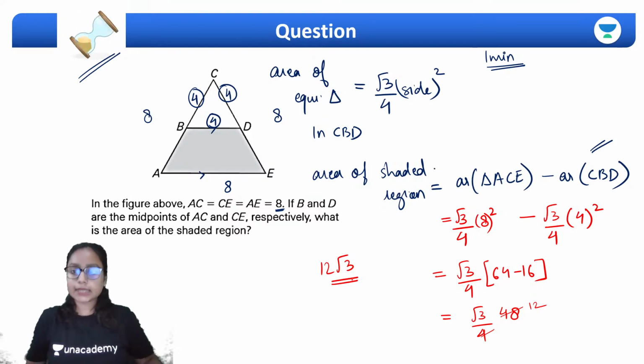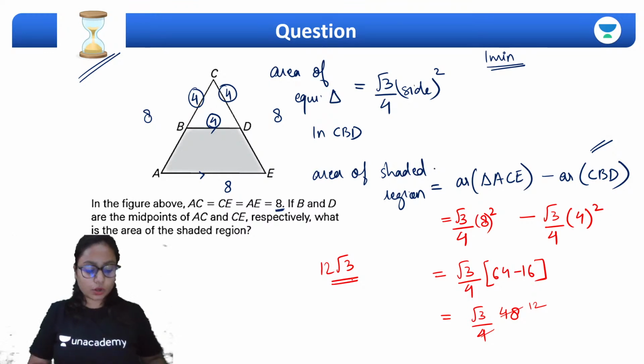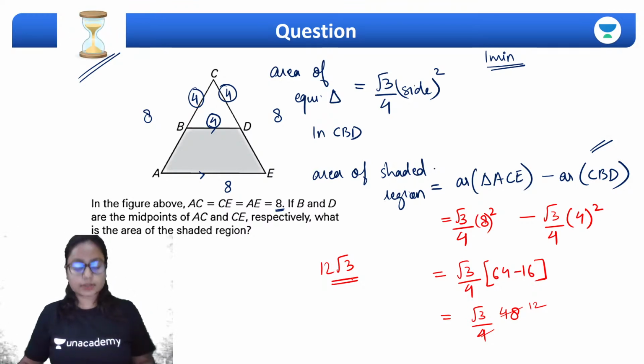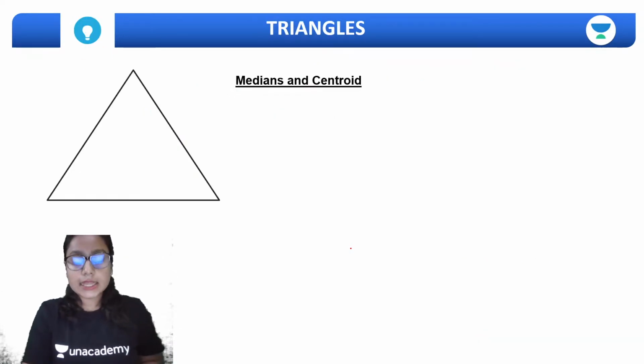Yes, correct. Lavish, right answer. I hope this question is clear, all of you. Yes, 12 root 3 is the correct answer. Alright, let's move on now.